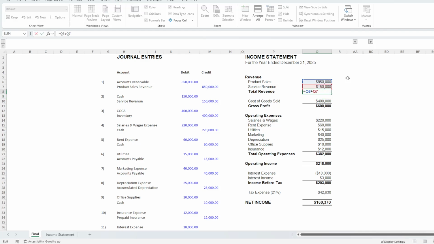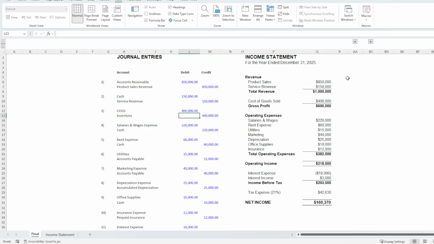Okay. All right, next up, we will calculate cost of goods sold. We had $400,000 of cost of goods sold. And so here we're going to debit cost of goods sold because this is an expense. And we're going to credit inventory for the same amount, $400,000, essentially reducing our inventory in our balance sheet.